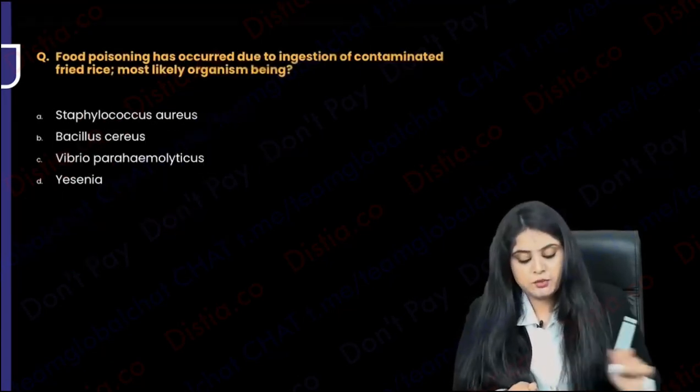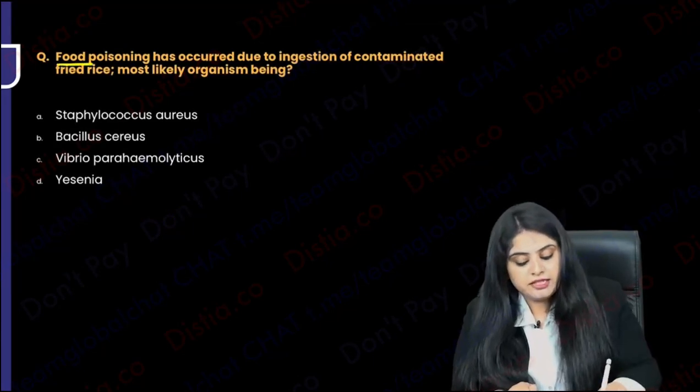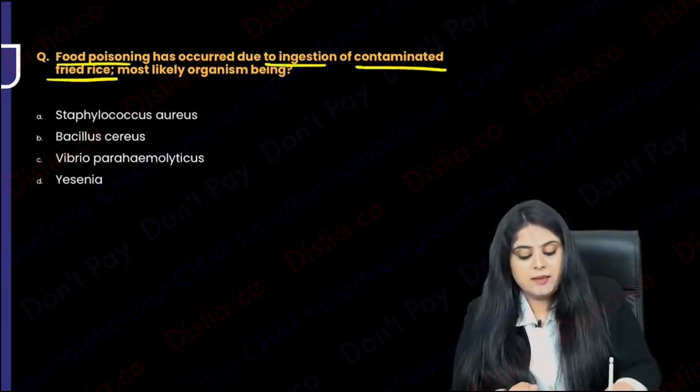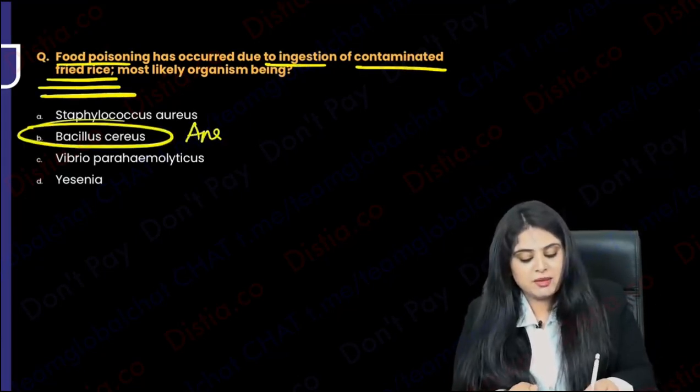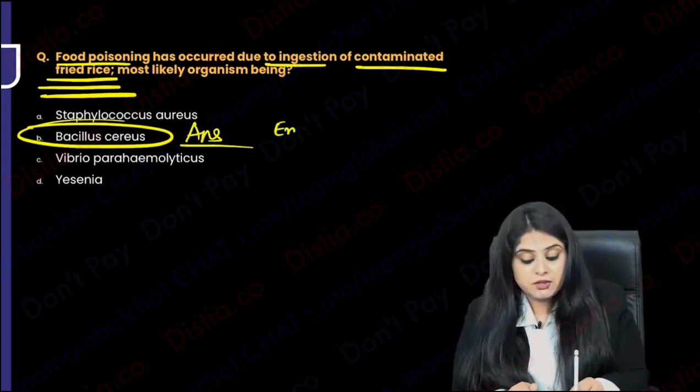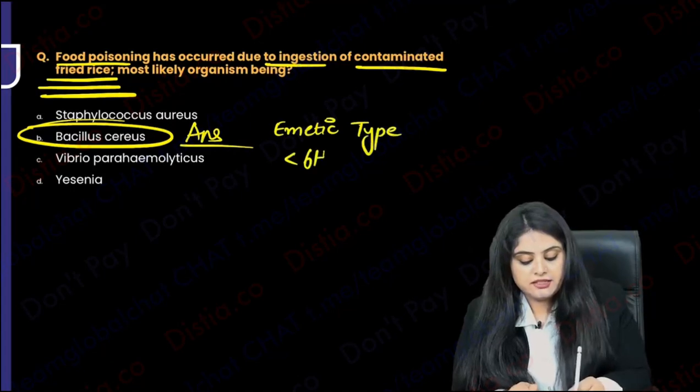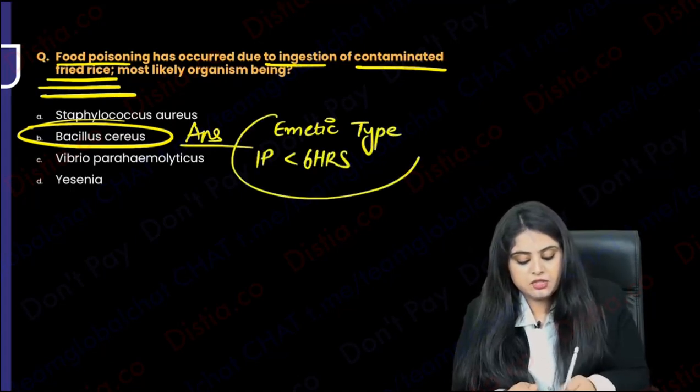Let's pick up one last question, guys. There is a food poisoning that has occurred due to ingestion of contaminated fried rice, Chinese fried rice. What is the organism coming to my mind? Bacillus cereus. Which kind of Bacillus cereus food poisoning will occur? It is the emetic type, and that is going to be less than 6 hours as the incubation period.